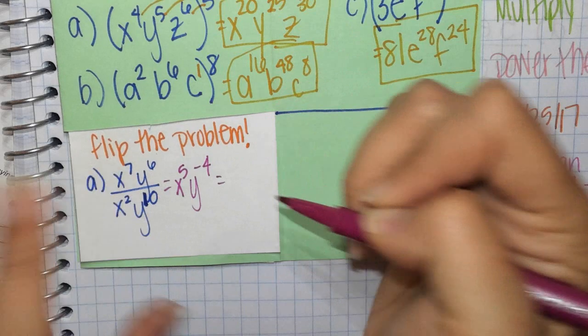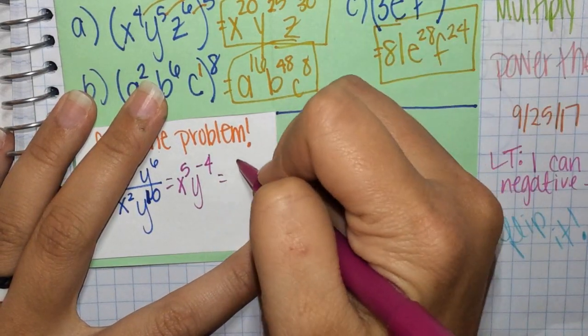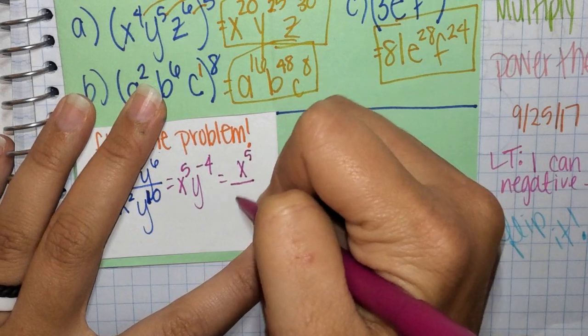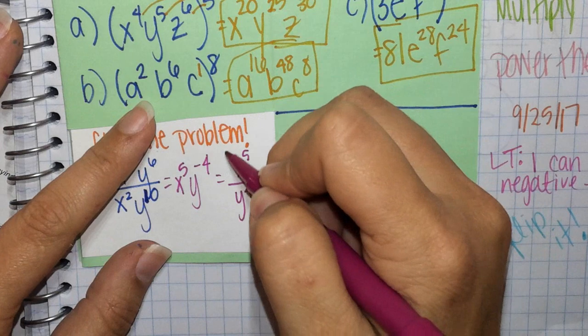Do I flip x or do I flip y? Flip the one with the negative. We flip the one with the negative. So x stays on top and y to the 4th goes on bottom. And that's how you put it.